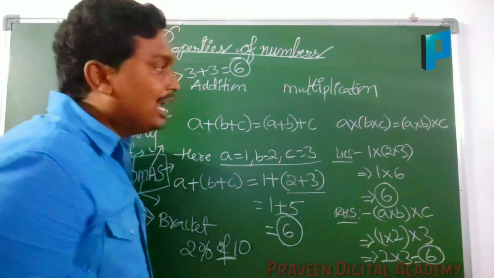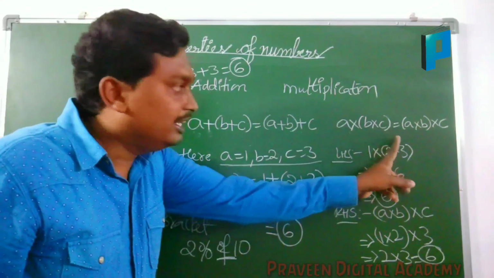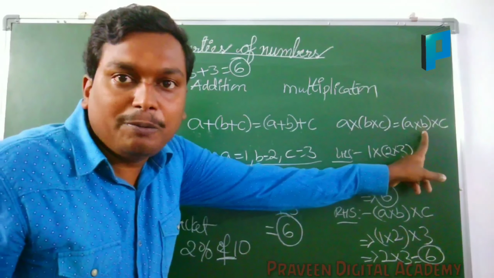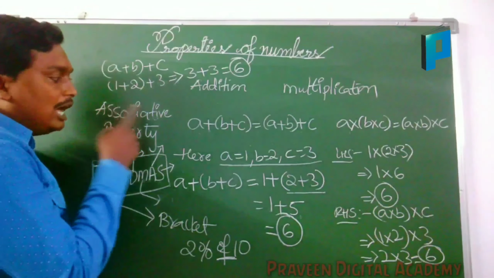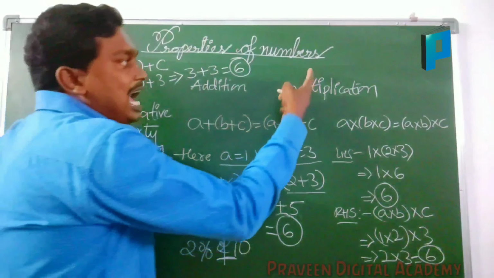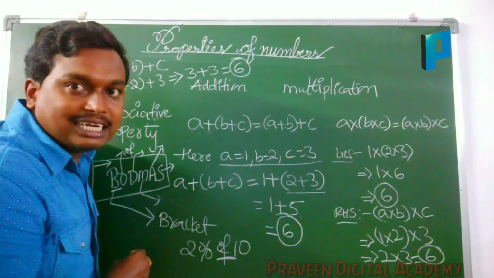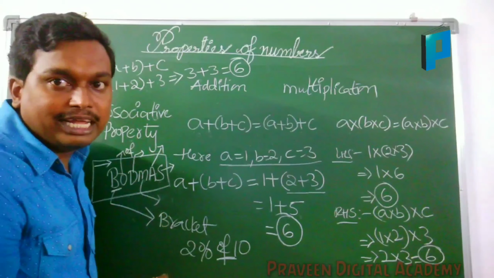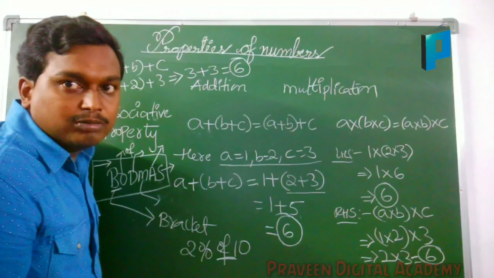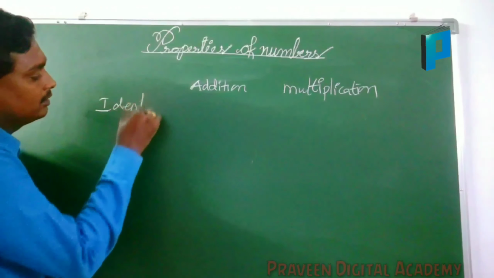Wherever you are having a property like this, A into B into C is equal to A into B into C, such kind of property is called the associative property under multiplication. Here, the associative property of subtraction and division is also not possible. You check it.